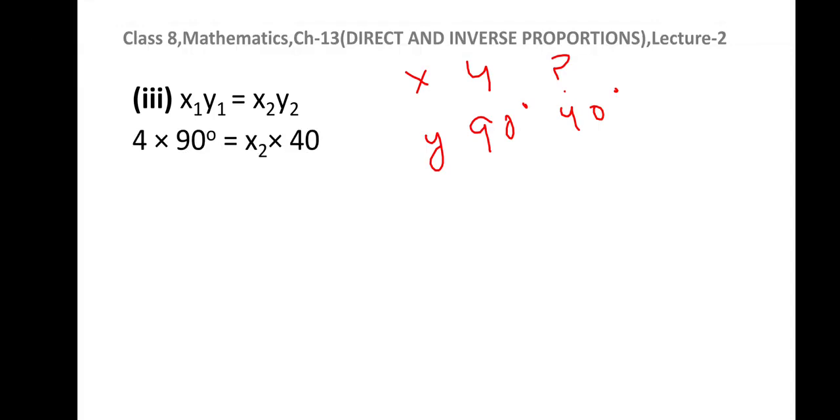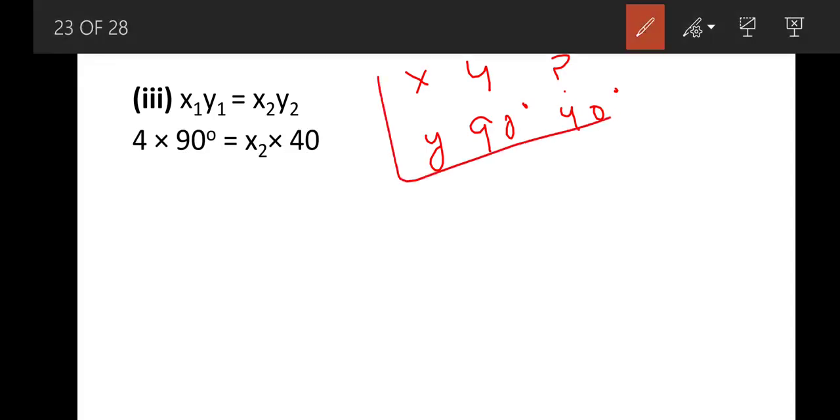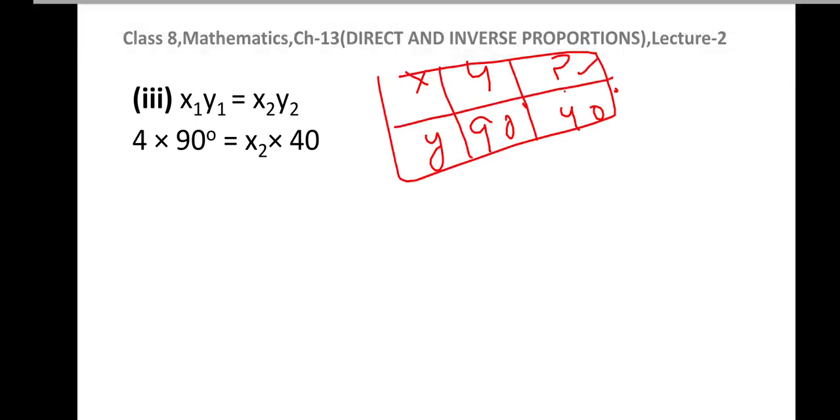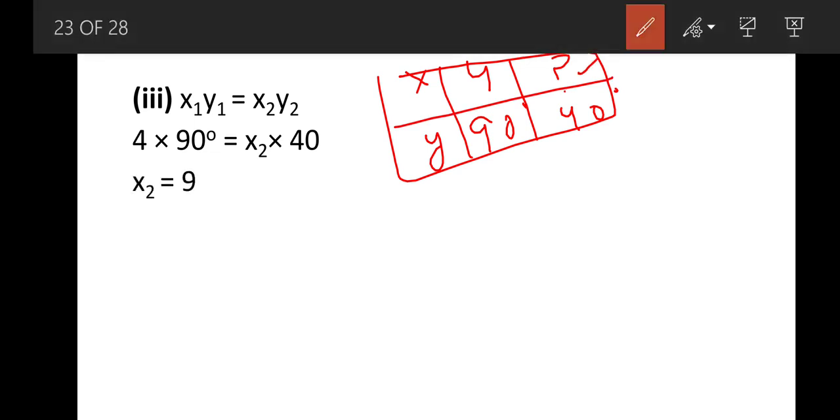You can see here I have made a short table. This x2 is unknown, so that is why I have not written x2. After cancelling out and solving, what you will be getting is 4 into 90 divided by 40. You will be cancelling out and you will be getting x2 as 9.